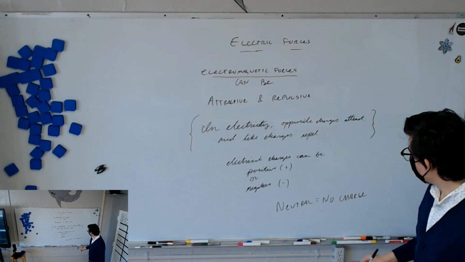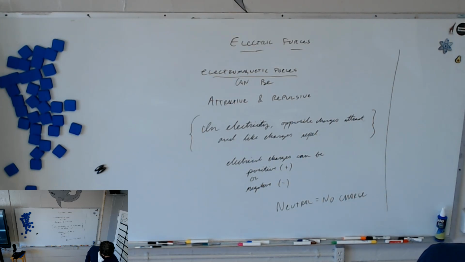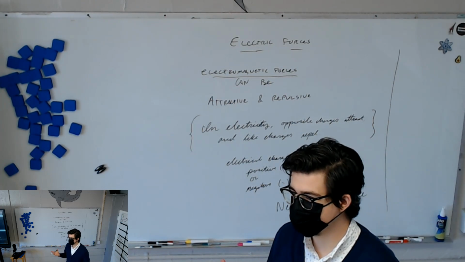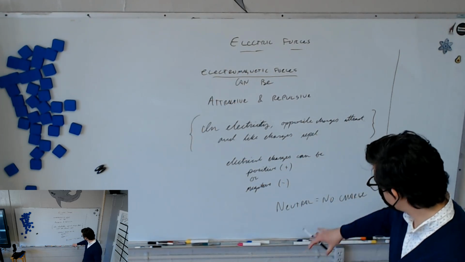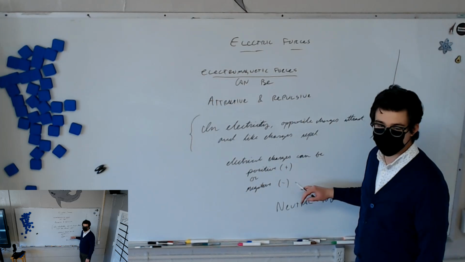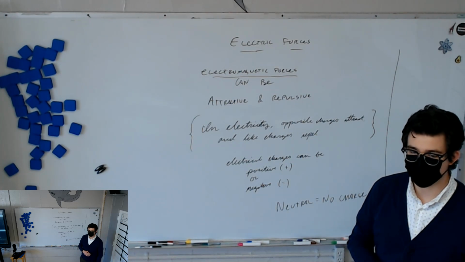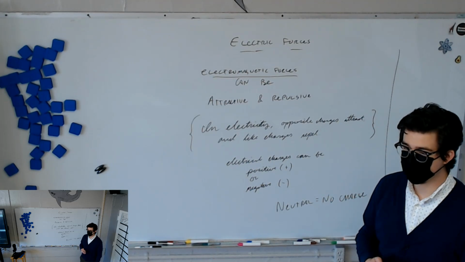Anyway, so generally, here's a picture. I'm going to try to replicate this picture. Generally, if an object gains a negative charge, what will its charge be? This should be pretty easy. Yeah, it'll be negative. It'll have a net negative charge. If it loses a negative charge, what will its charge be? Positive. It'll have a net positive charge.